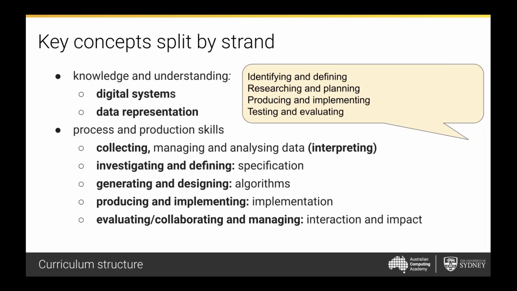Well, in the knowledge and understanding strand, we have digital systems and data representation, and then many elements of the processes and production skills corresponds to some of these key concepts. So for example, investigating and defining in the production sequence corresponds to specification. In digital technologies, the thing you're designing is an algorithm. And then of course, the producing and implementing is actually the implementation of that code. And then finally, under evaluating, collaborating and managing, we have interaction and impact.